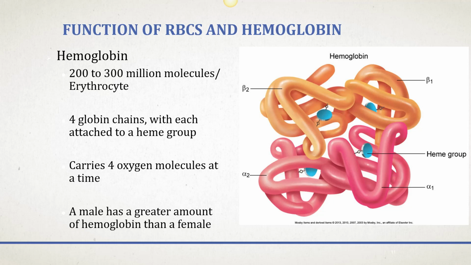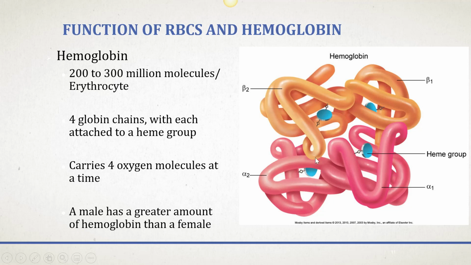So, hemoglobin. The function of red blood cells is to transport oxygen, and it transports oxygen in hemoglobin. There are about 200 to 300 million molecules of hemoglobin per erythrocyte, or per red blood cell.